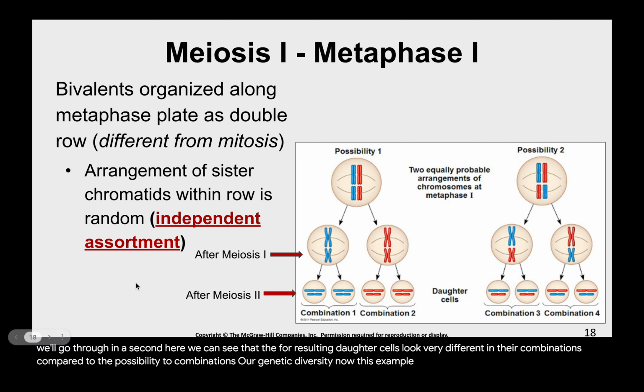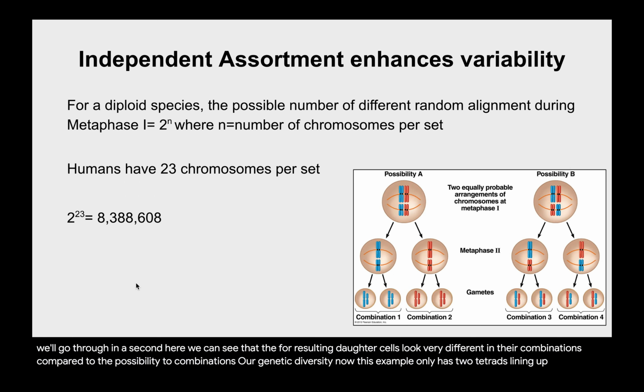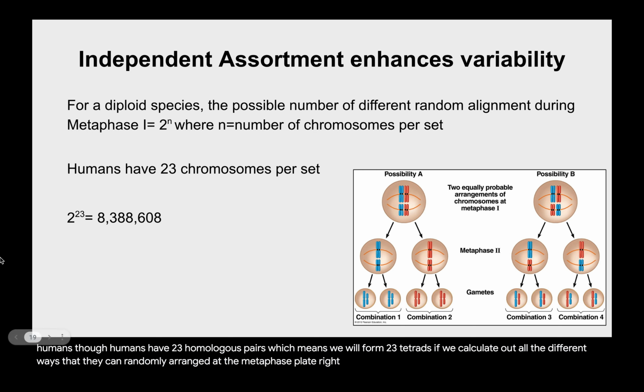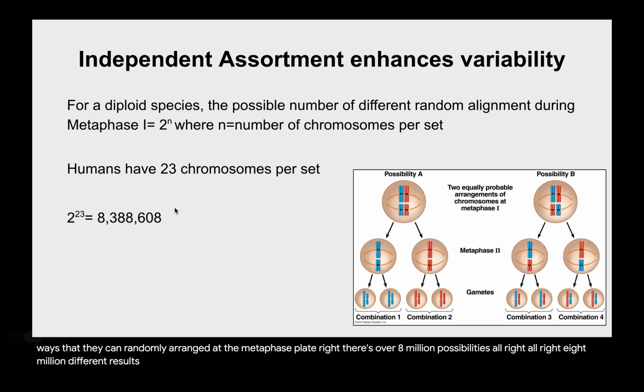Now this example only has 2 tetrads lining up. Think about humans though. Humans have 23 homologous pairs, which means we will form 23 tetrads. If we calculate out all the different ways that they can randomly arrange at the metaphase plate, there's over 8 million possibilities, or 8 million different results from this arrangement. So we're increasing our genetic variability.